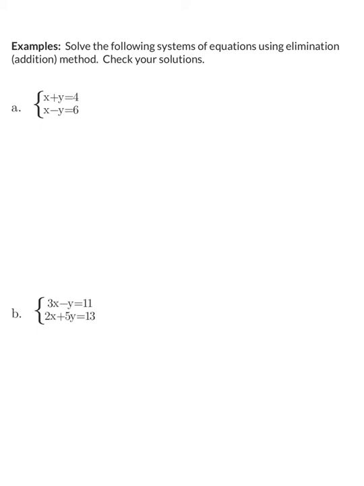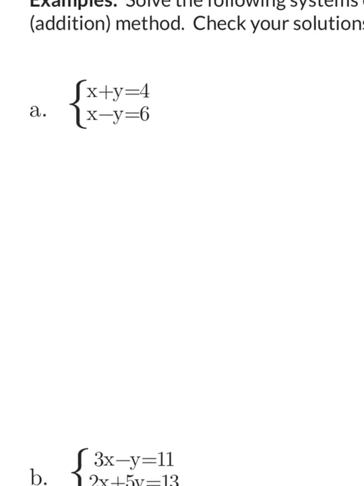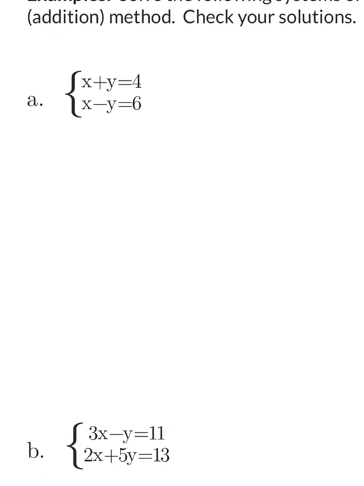Alright, so let's look at some examples. Example A is our base case example, only because we don't have to multiply by anything. If you notice here, the y's already would cancel if we added straight down. And so that's what we're going to do. If we go ahead and add straight down, we get x plus x is 2x. My y's cancel, and on the right side we are left with 4 plus 6 is equal to 10.